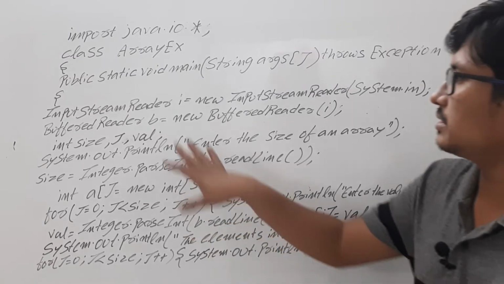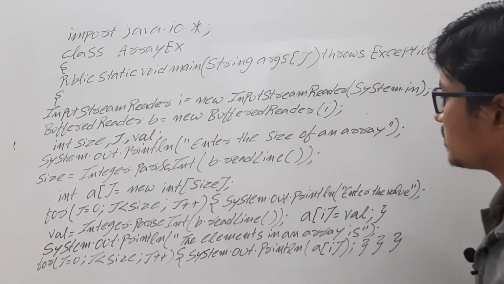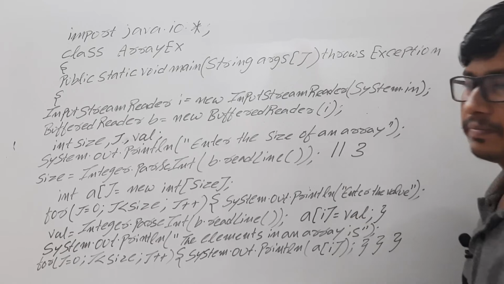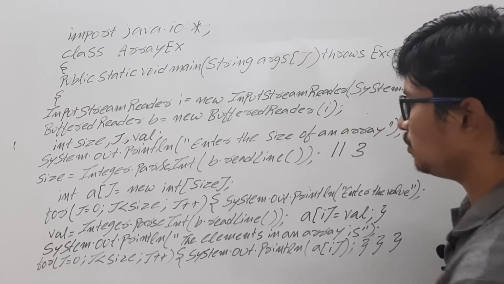Now let me discuss this program with an example. Let's take that the user enters the size as 3. So in this case, in place of size you will get the value 3.